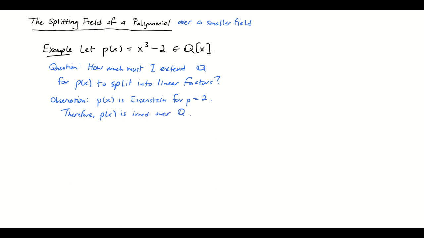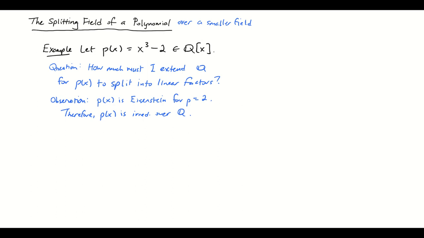And therefore, I could extend Q to include a root of this polynomial by taking Q adjoin x, so taking this polynomial ring, and taking a quotient by the ideal generated by this polynomial. Because this polynomial is irreducible, it generates a maximal ideal. Therefore, the quotient by that ideal would be a field. I'm actually going to do something a little bit different.